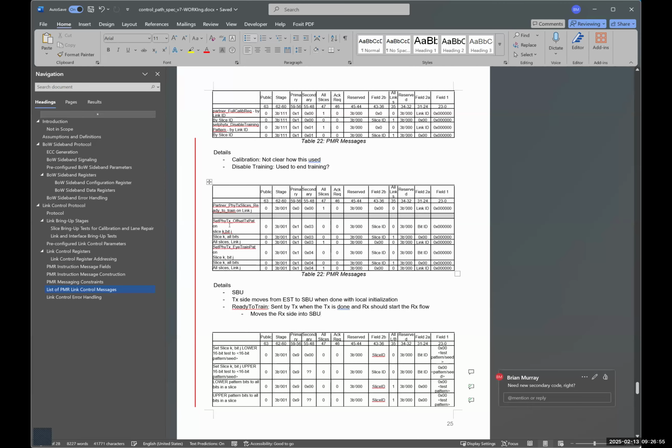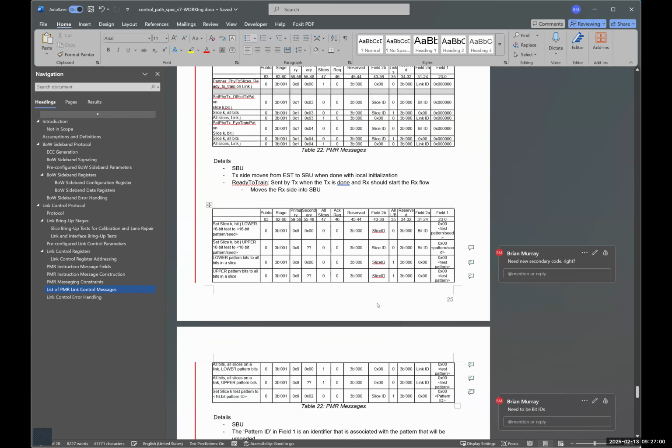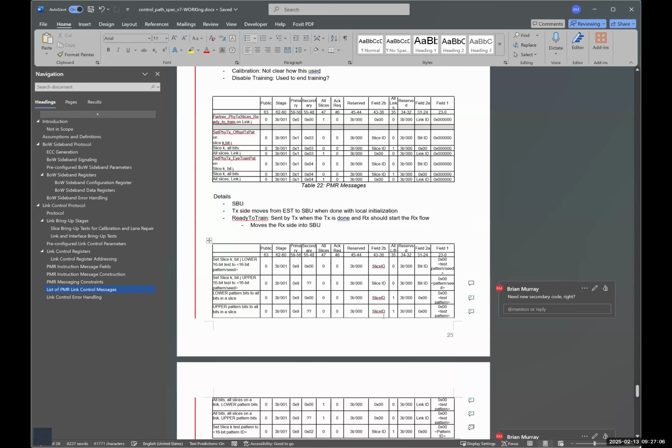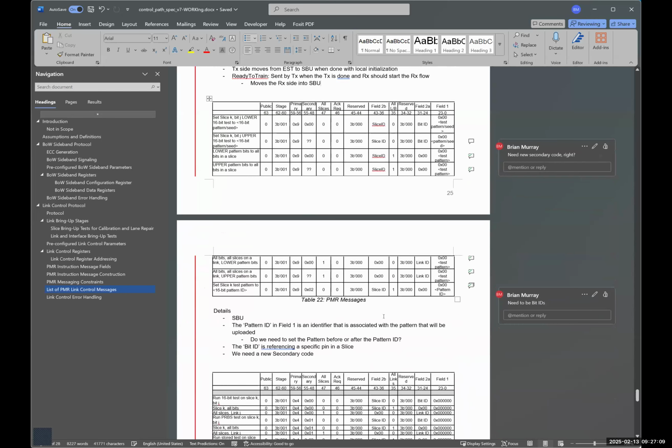Okay, and then the other ones seem straightforward. So basically you're just changing training modes. And then this is the one we talked about last time. I think we're missing a secondary command I need to add, which might shift everything, but I want to make sure with you, Paul, that I added commands for doing upper and lower bit tests. I want to make sure this makes sense to you.